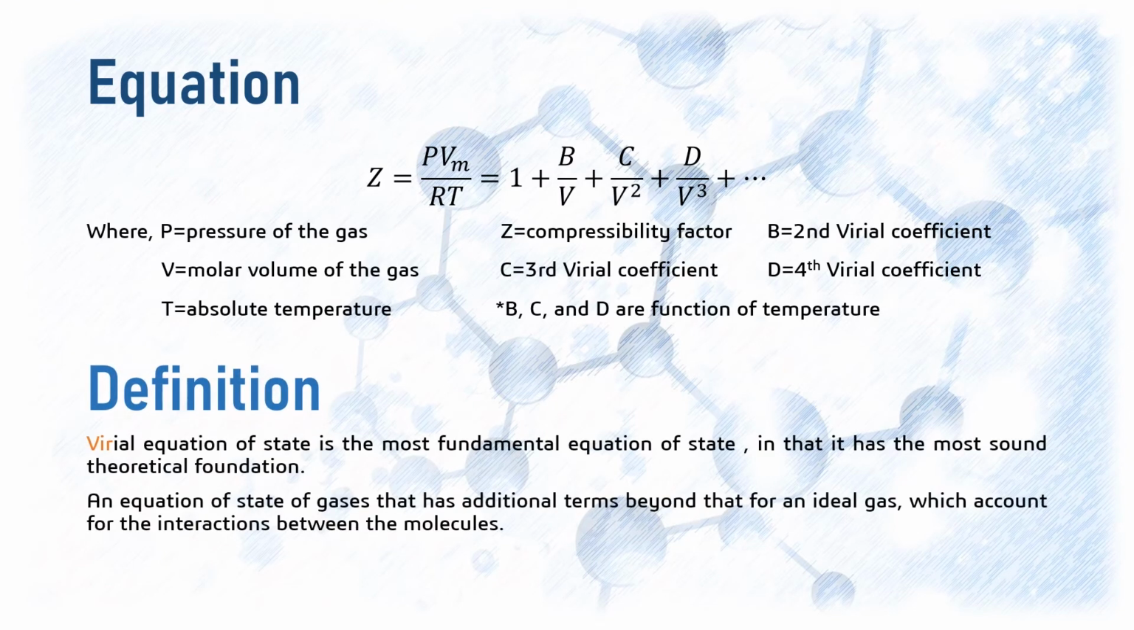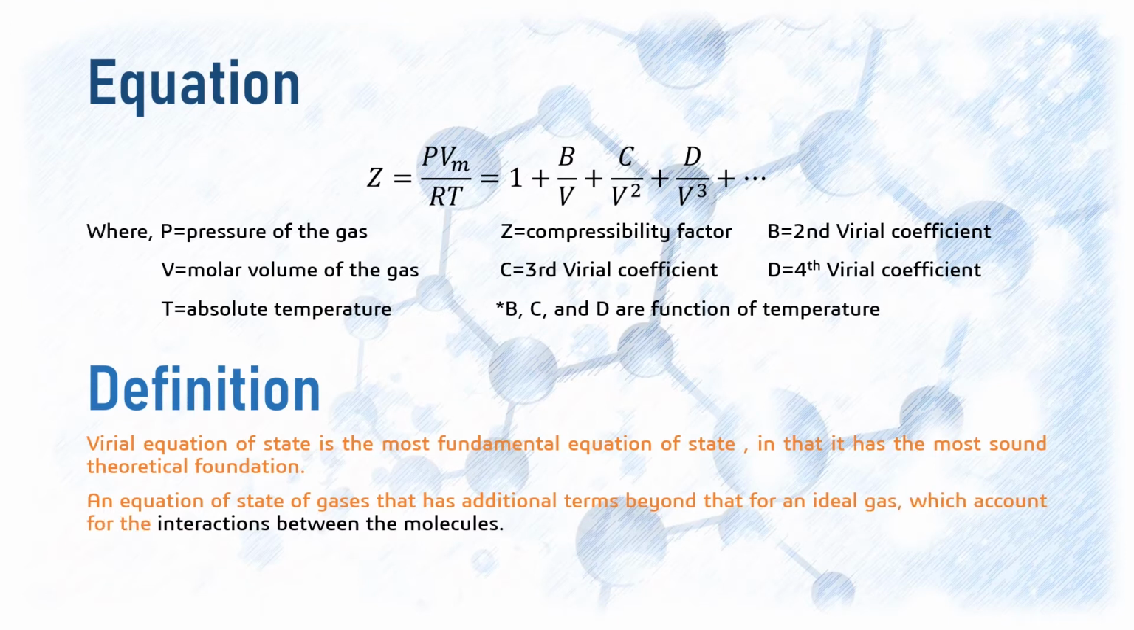Definition. Virial equation of state is the most fundamental equation of state, and it has the most sound theoretical foundation. Besides that, it is an equation of state of gases that has additional terms beyond that for an ideal gas, which account for the interactions between the molecules.